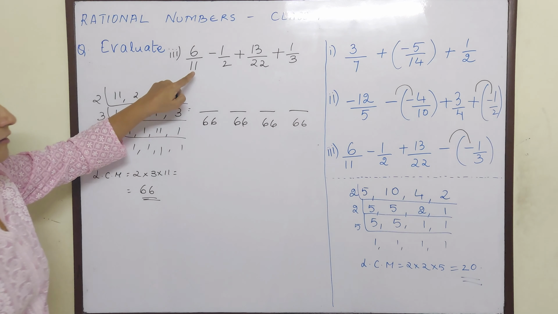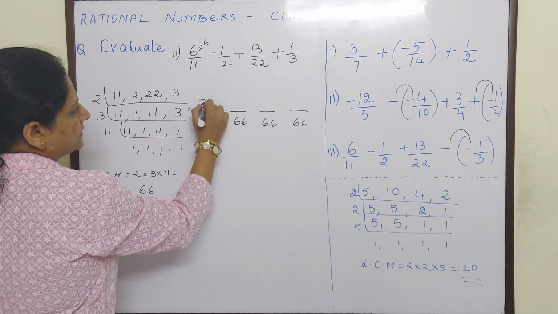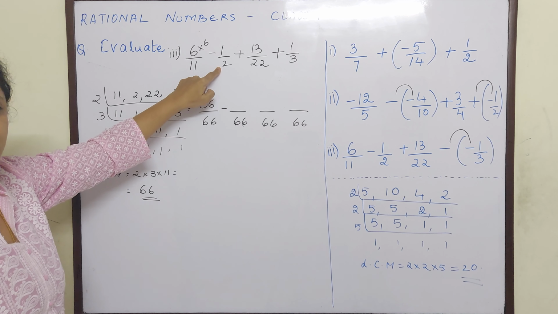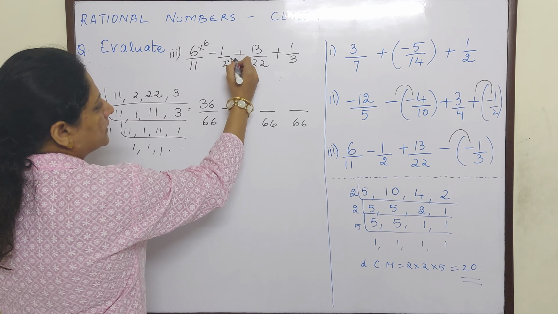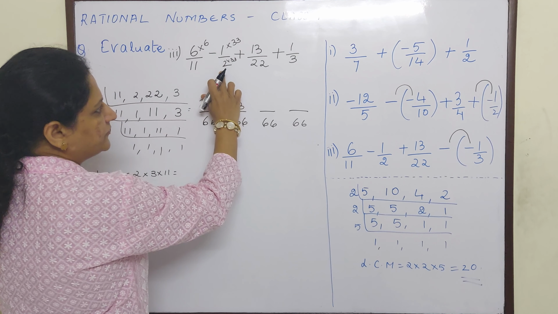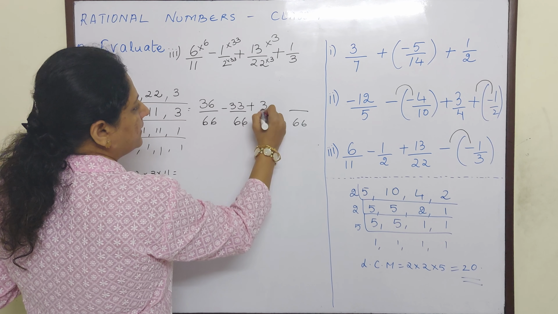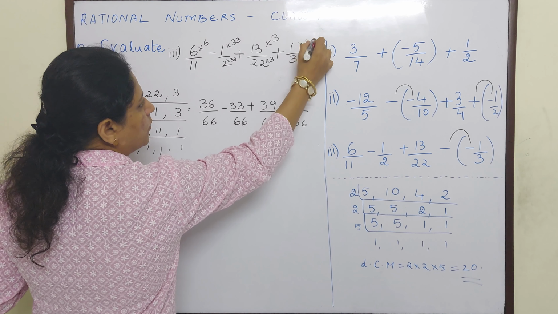Now 11 sixes are 66, that means 6 sixes are 36. Minus, now 2 into what will give you 66? 2 threes are 6, so 33. So 2 into 33, that means minus 1 into 33 is minus 33. If 2 into 33 is 66, then 22 into 3 is 66. So 13 threes are 39, and 3 into 22 is 66. And so 1 into 22 is 22.